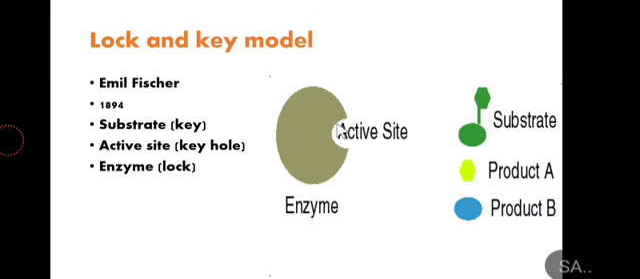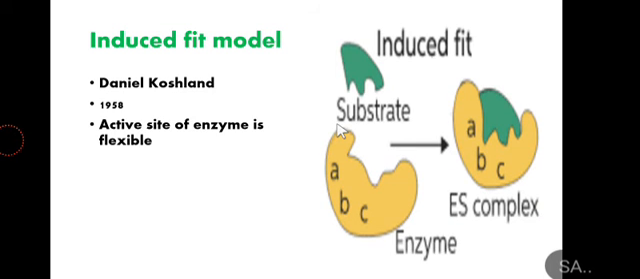So this was addressed by another model, the induced fit model. It was presented by Daniel Koshland in 1958. According to it, the active site of the enzyme is flexible, so whenever the substrate comes, the enzyme is going to modify its shape a little bit according to the geometrical shape of this substrate, and hence it forms the enzyme substrate complex and catalyzes the reaction to form the product.